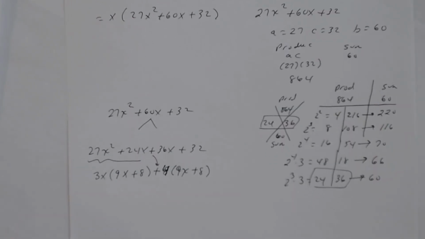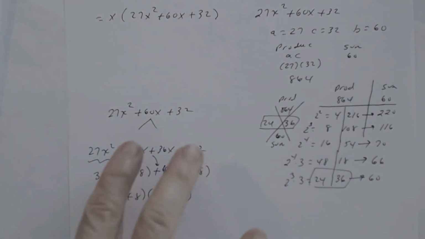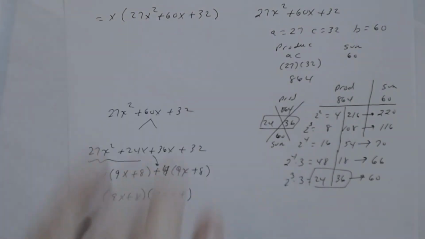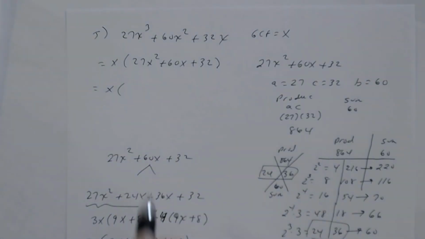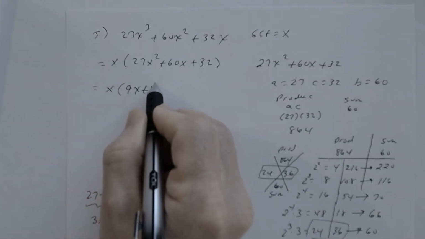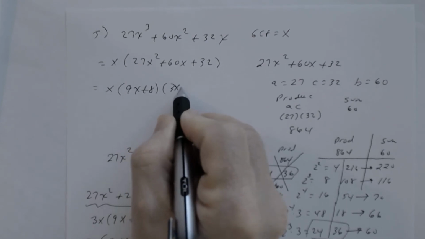All right, so if I'm doing this correctly, though, and this is factorable, then these two groups should have the same factor. So they both have 9x plus 8. So I'm going to factor out a 9x plus 8. And I get 3x plus 4. Okay? And so now always double check to make sure you get this back. So always follow this out. So now my final answer, then remember the GCF is x. So you've got to factor out the x. So you get x times 9x plus 8 times 3x plus 4.